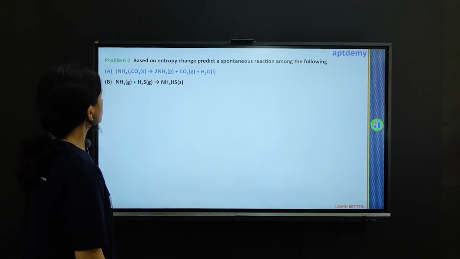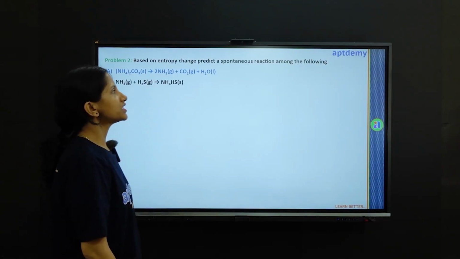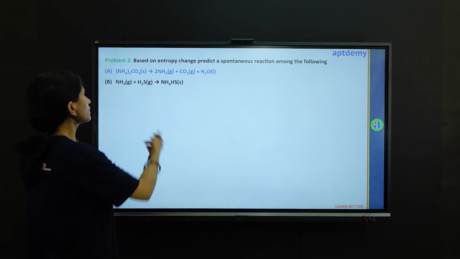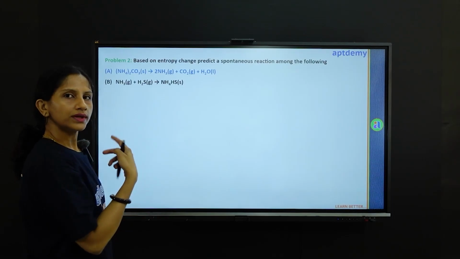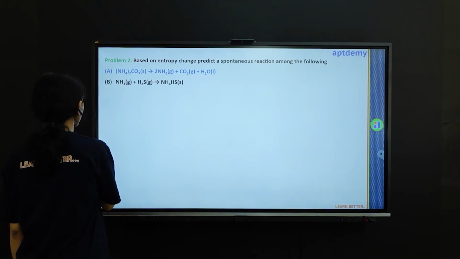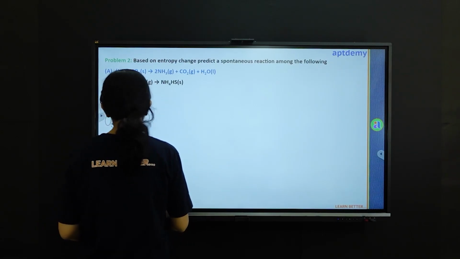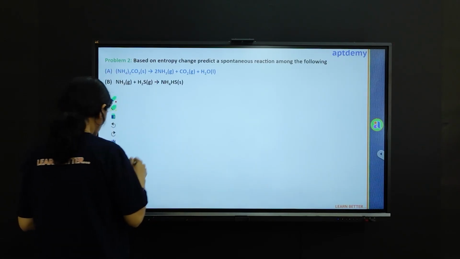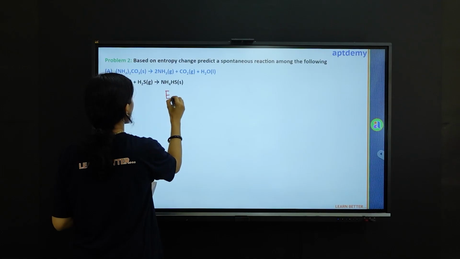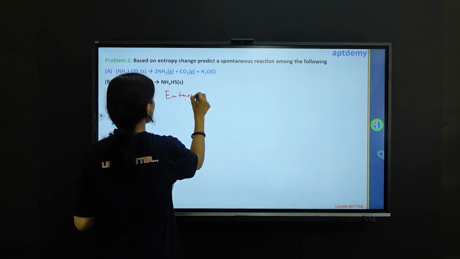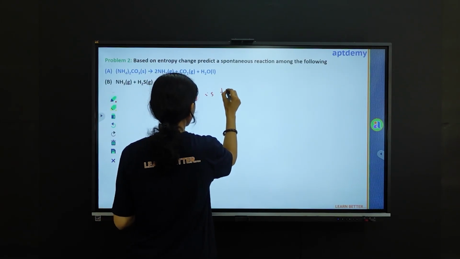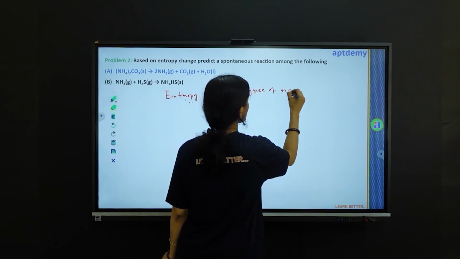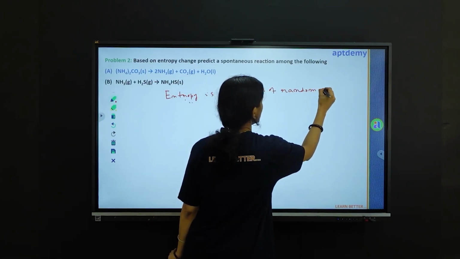So problem 2 is asking, based on entropy change, predict a spontaneous reaction among the following. Two reactions are given and we have to predict which of the two is spontaneous, right? So what do we know about entropy? Entropy is a measure of disorderedness, right? And we also know that entropy is the degree of disorderedness or randomness, right?